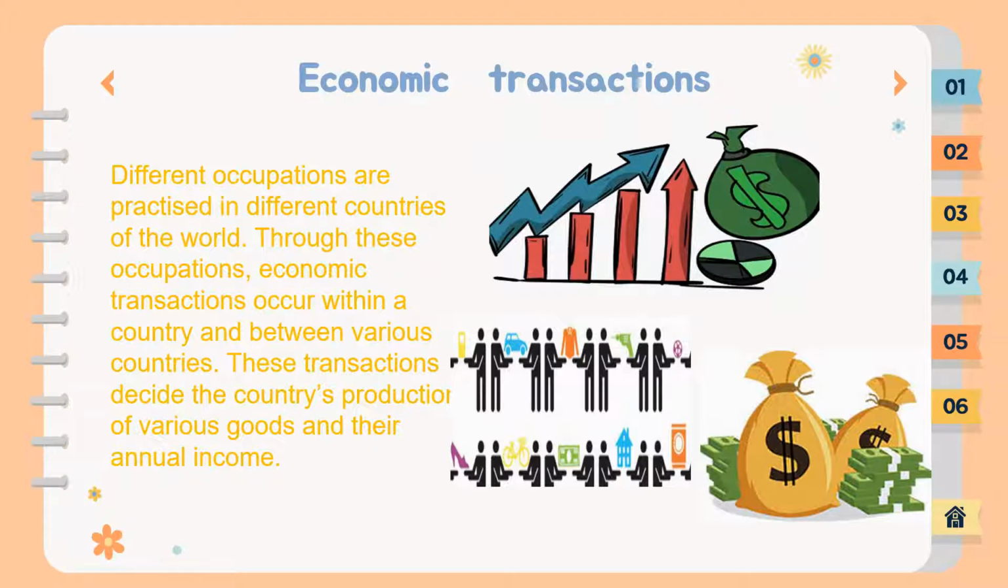Then we also know that these transactions decide the country's production of various goods and their annual income. This in turn is used to decide the extent of the country's development. For example, we know that USA is a developed country, whereas India is a developing country.